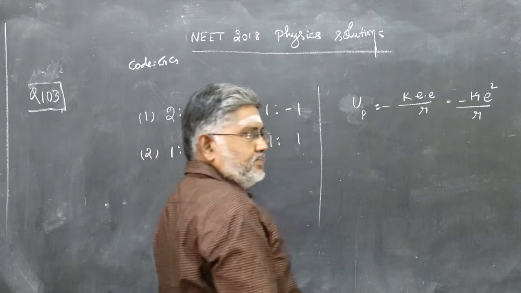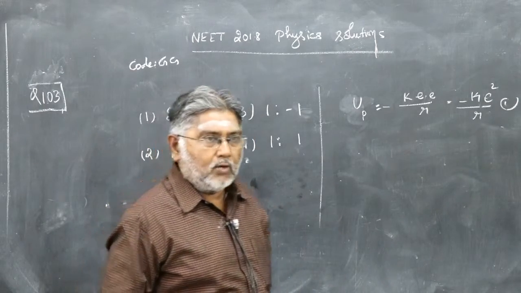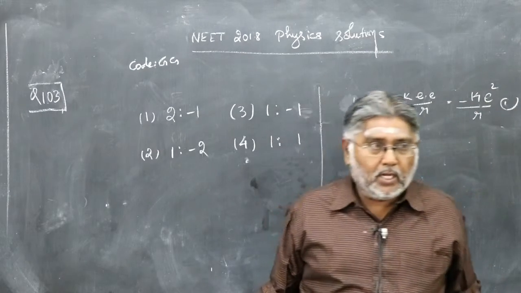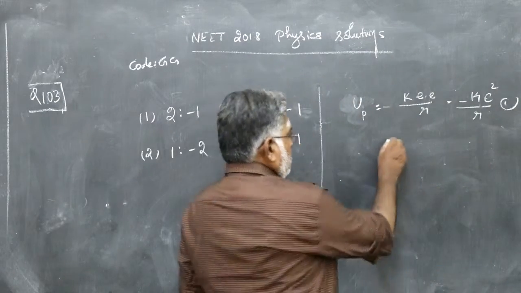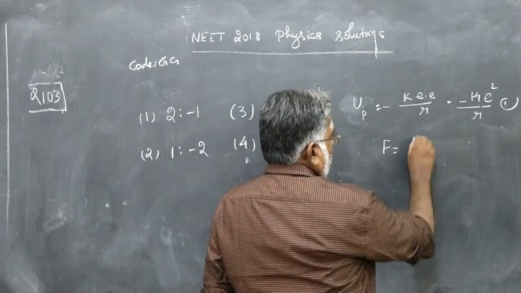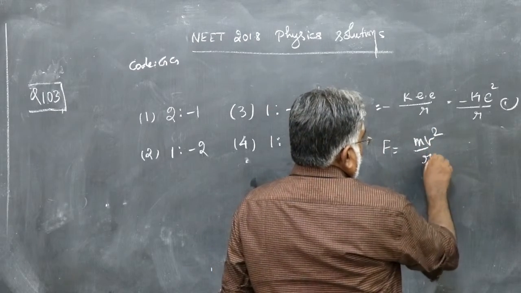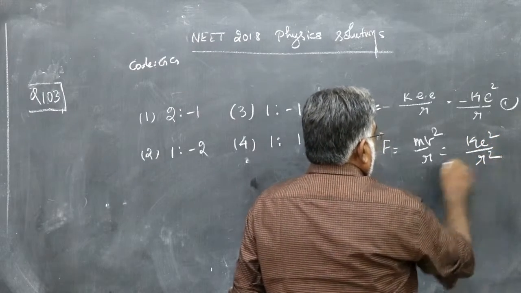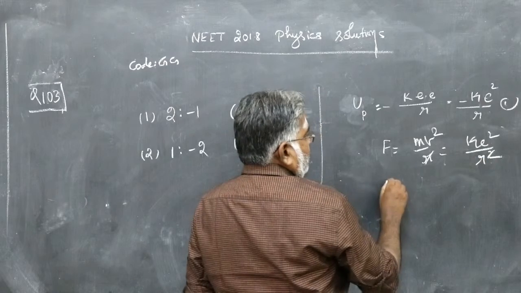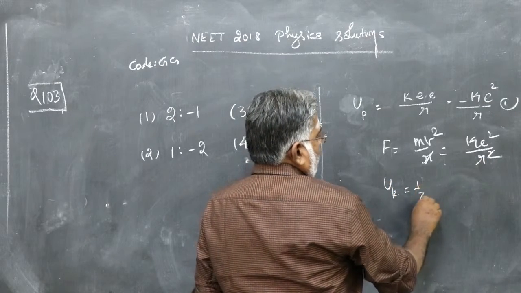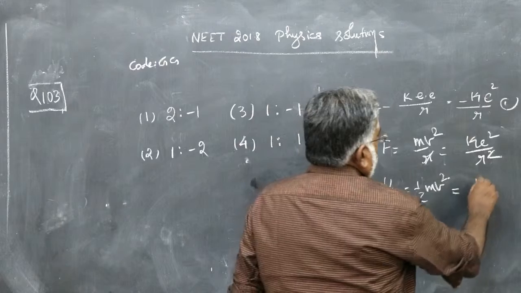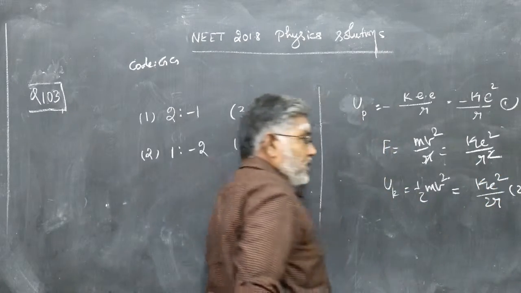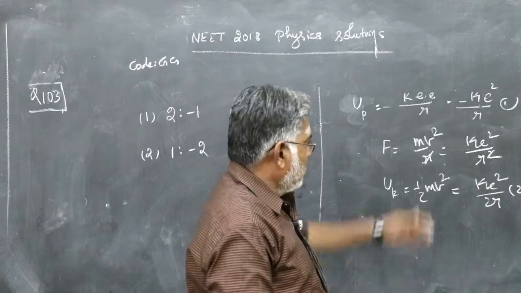Potential energy. Let's see now how to calculate kinetic energy of the electron. Centripetal force is provided by electrostatic force of attraction. So centripetal force m v squared by r, electrostatic force of attraction K e squared by r squared, cancel out one r. Kinetic energy half m v squared is K e squared by 2r. Very important, kinetic energy cannot be negative. That is why we have to proceed like this.